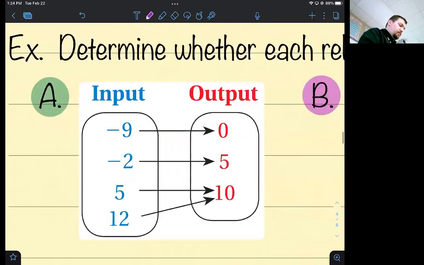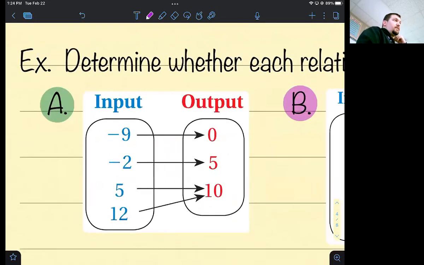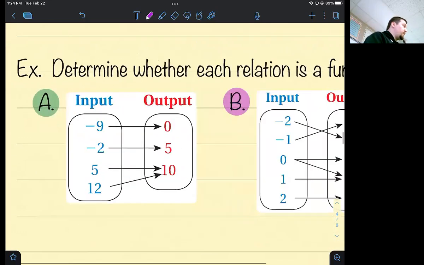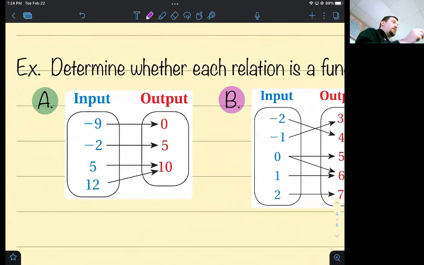What about this one? Is this one a function? Sky? It is. According to the definition, every input goes to 1 output. Sure, 10 is being used twice, but does 5 have 1 output? Yeah. Does 12 have 1 output? Absolutely. So this is a function.